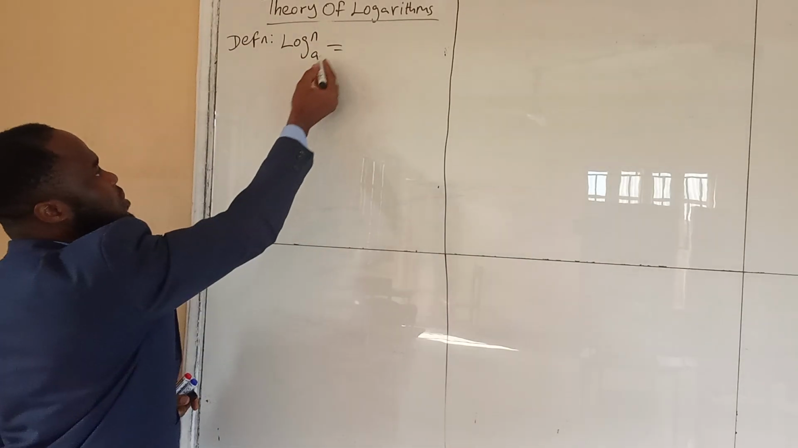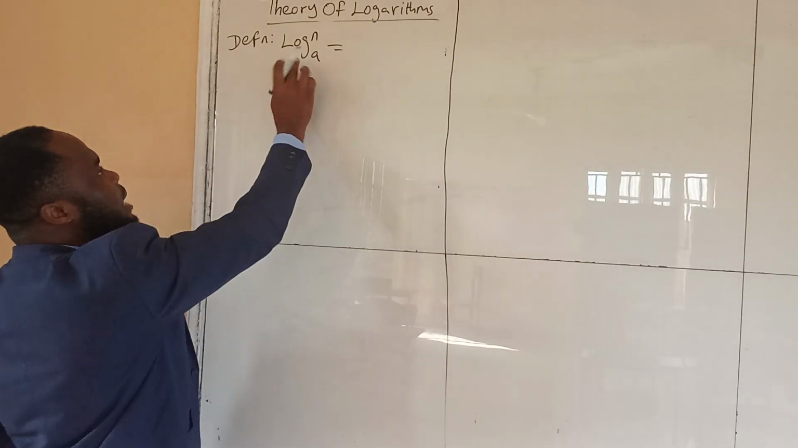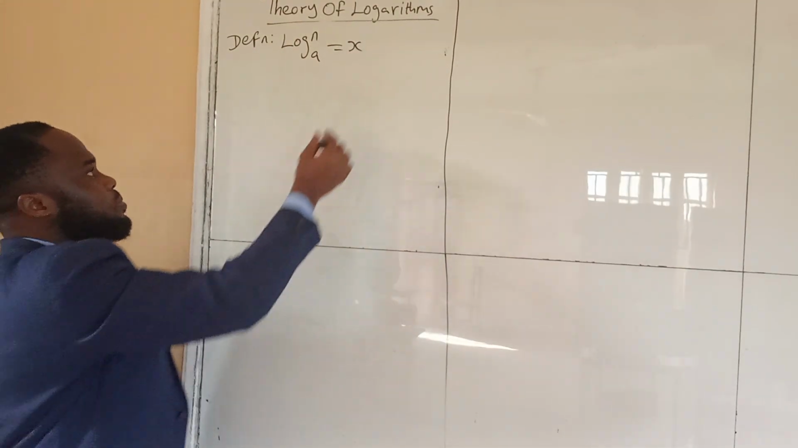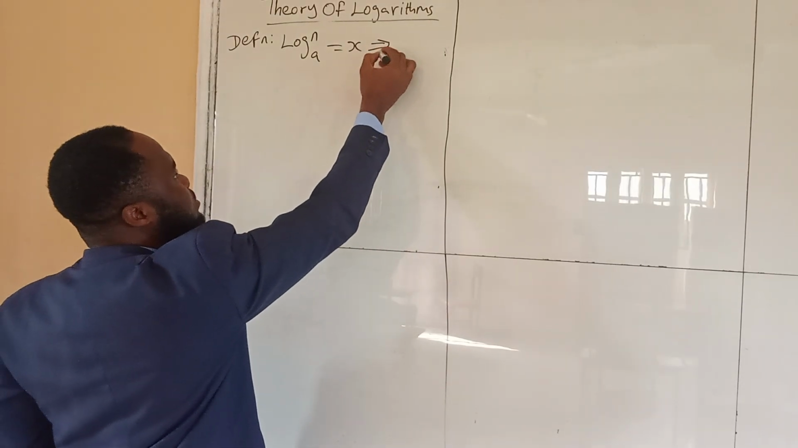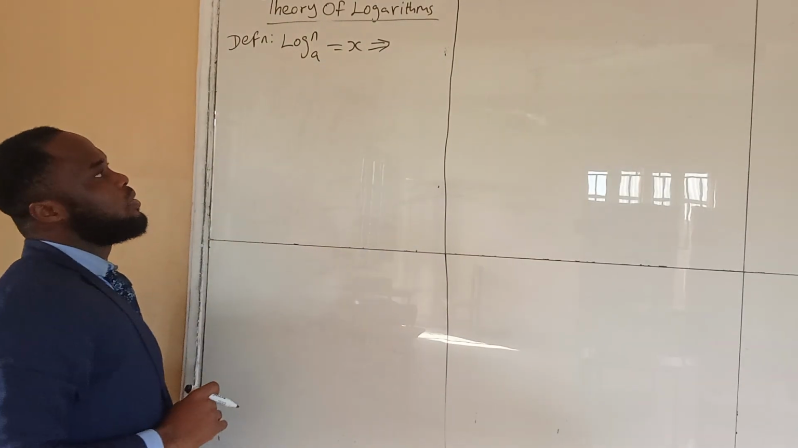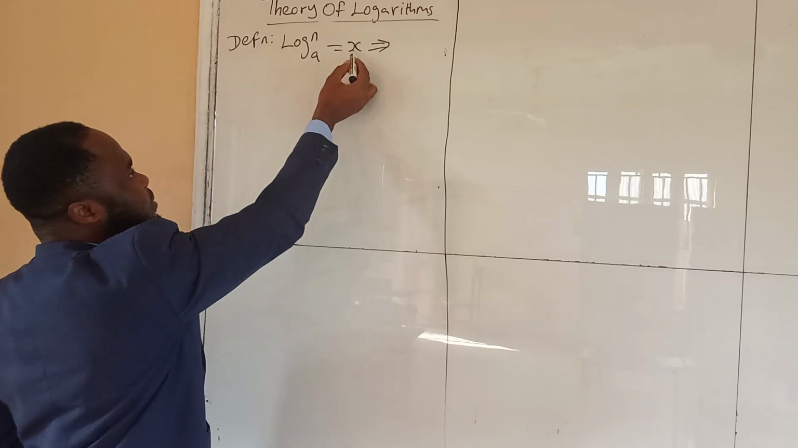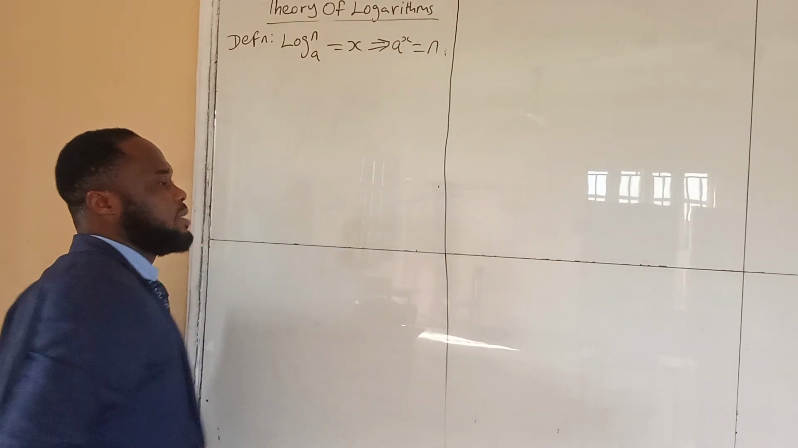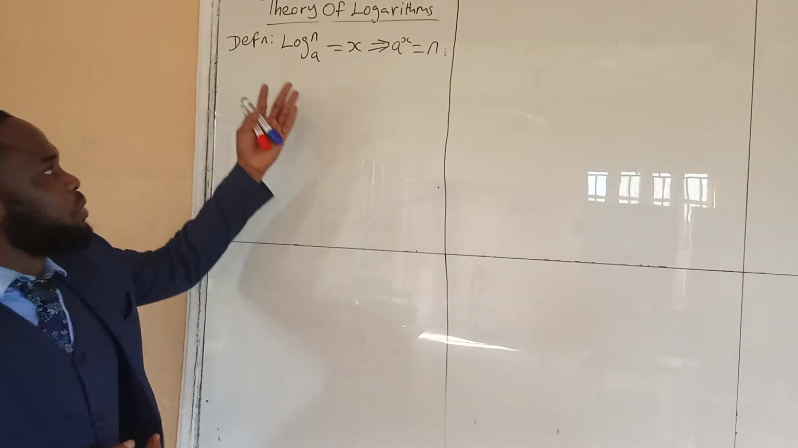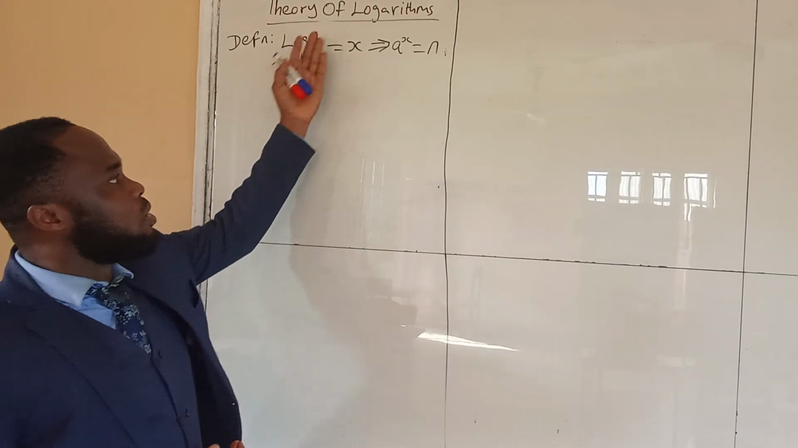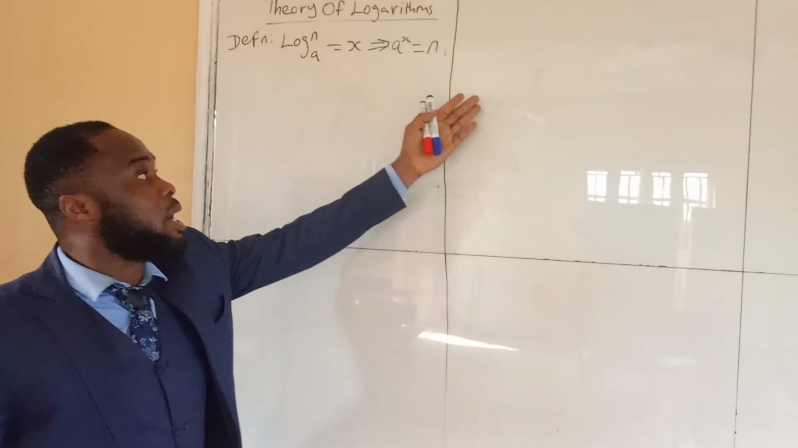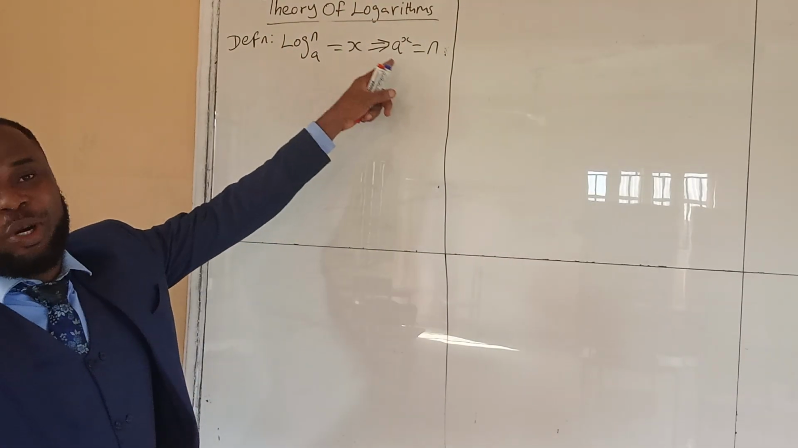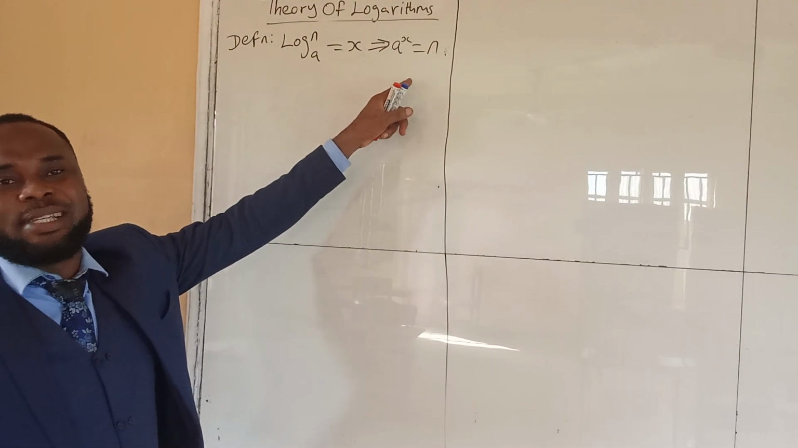Let us assume that a raised to the power of x equals n. That means log n to base a is equal to x. Now, we can translate this to indices: a raised to the power of x gives us n. So from here, you can see that we can move from logarithm to indices, and also from indices back to logarithm. In other words, logarithm is the opposite of indices, right?